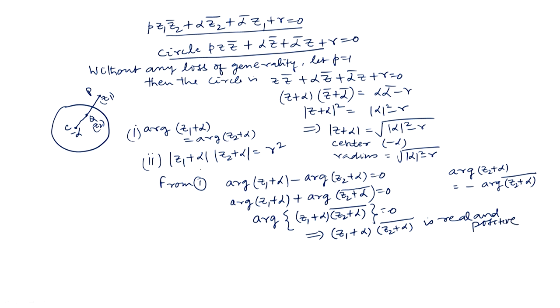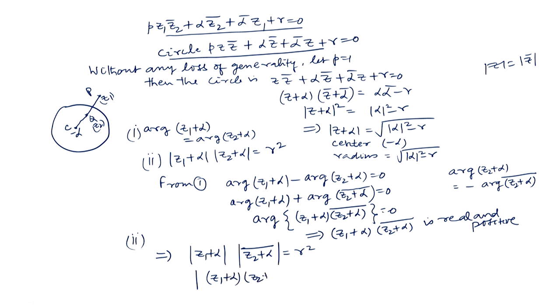Now, modulus of (z1 plus alpha) into modulus of (z2 plus alpha) equal to r square. The condition 2 gives us modulus of (z1 plus alpha). Now, modulus of z is the same as modulus of z conjugate. So, modulus of (z2 plus alpha) is the same as modulus of (z2 plus alpha conjugate), equal to r square. Or I can say that modulus of (z1 plus alpha) into (z2 plus alpha conjugate) is equal to r square, because modulus of z1 into z2 is equal to modulus of z1 into modulus of z2.